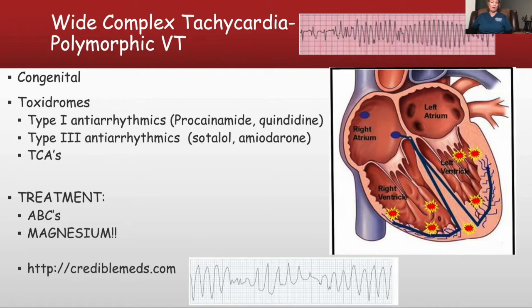So polymorphic ventricular tachycardia might be congenital. They've had it since they were born and didn't know it. It could be caused by a toxidrome, and notice which toxidromes are on the screen. Therefore, of course, you would not want to give amiodarone. So for the treatment, you really take care of the ABCs like any other patient, and you're going to give magnesium.